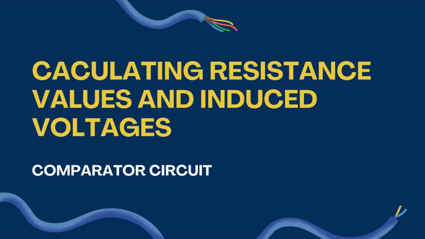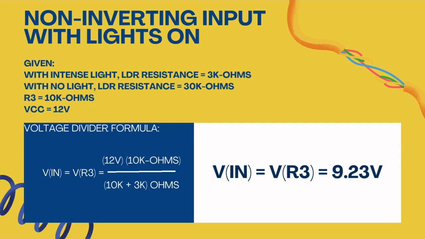Calculating resistance values and induced voltages of the comparator circuit. This process actually involved more trial and error on our part compared to actual solving. However, to simplify the process, first, we measured the resistance of the light-dependent resistor when there is light present and also when there is no light present.